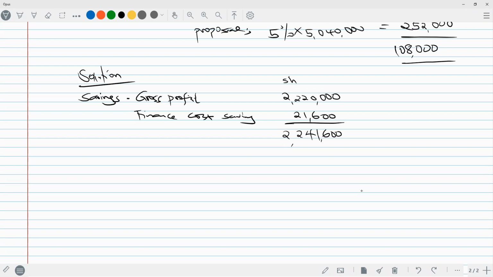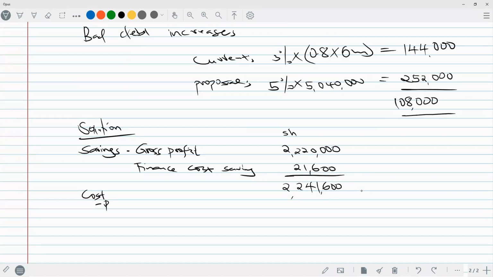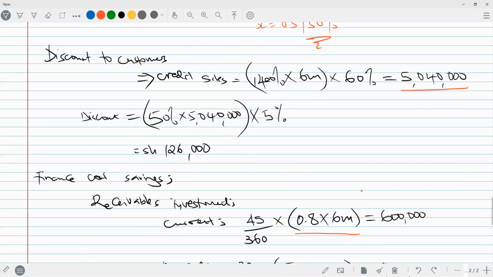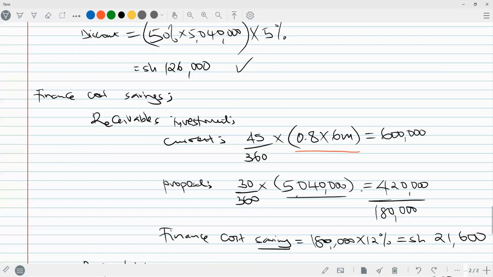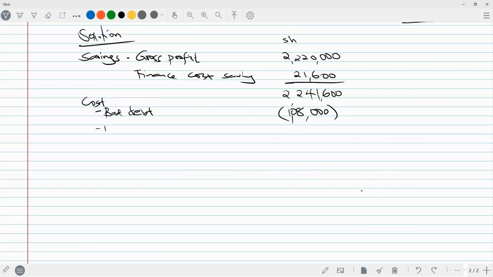Then you have expenses, or costs that shall be incurred along the way. One of them is the budget increase, the incremental budget, which you have seen to be equal to 108,000. Then what else do we have? Discount. There is a cost to the company, so a discount cost of 126,000.